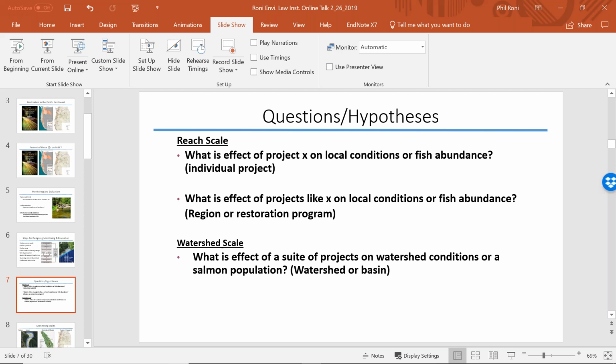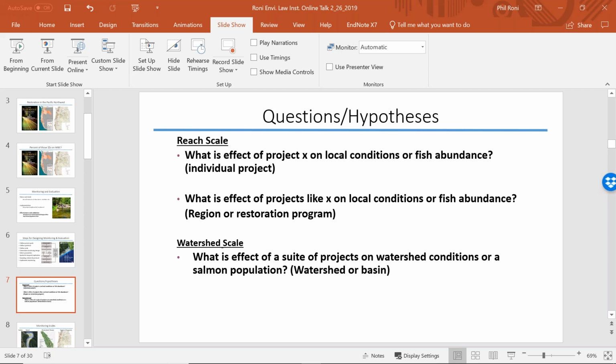But we've got these different restoration programs, and I'll talk about some of the large ones, and they really are more interested in how effective are different categories of techniques. So the other question that's often occurring at a reach scale is, not what's the effect of this one project, but what's the effect of projects like this on habitat and fish abundance? So what's the effect of re-meandering channels, or what's the effect of riparian planting projects? How effective are those projects?